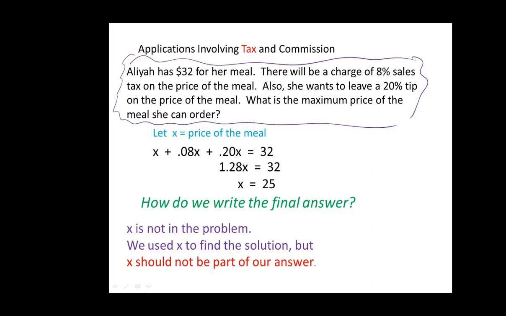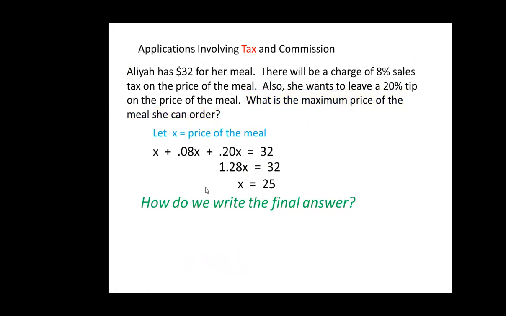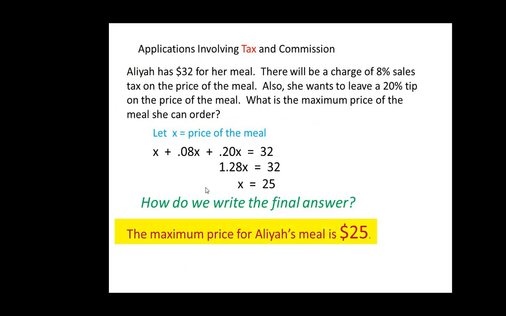So instead, what do we want to write for our answer? Well, again, let's check the question. What is the maximum price of the meal? And x was the price of the meal. We know that x is 25. So here comes our answer. We want to say the maximum price for Aaliyah's meal is $25.